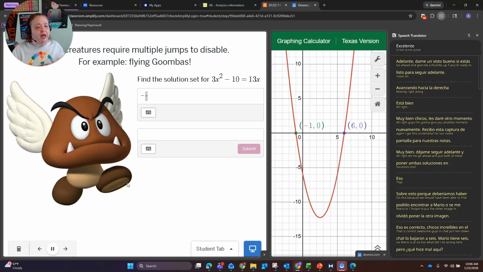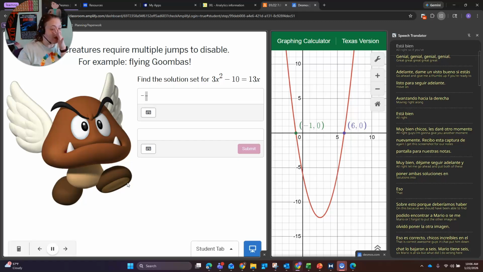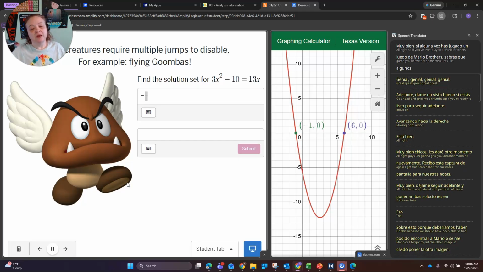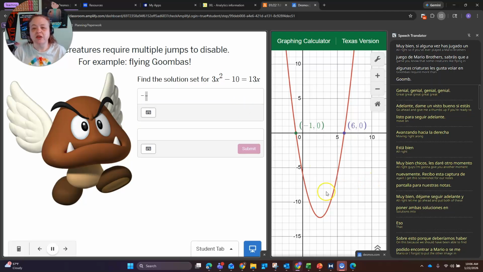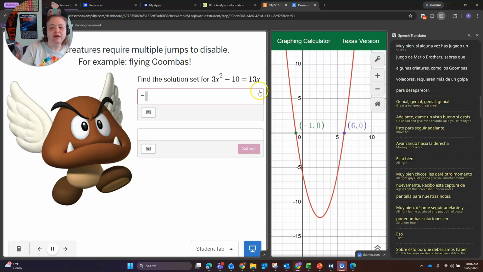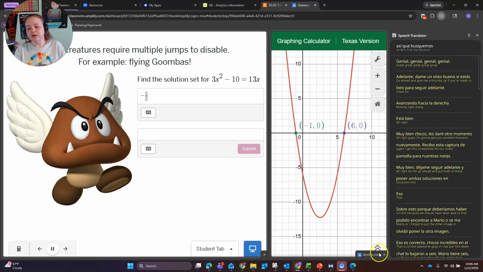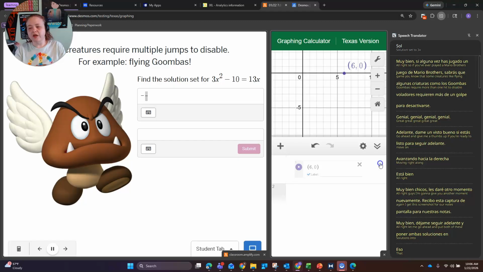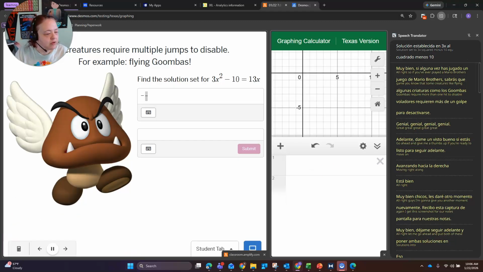All right, so if you've ever played a Mario Brothers game, you know that some creatures, like flying Goombas, require more than one hit to disable. So let's find the solution set to 3x squared minus 10 equals 13x. And that will give us each of our hits on our flying Goomba. So yeah, go for it.